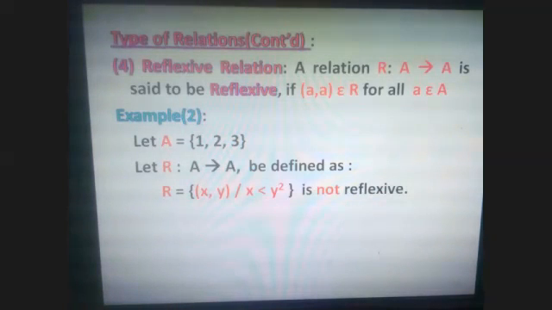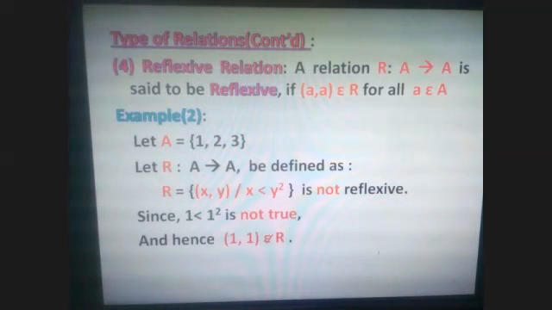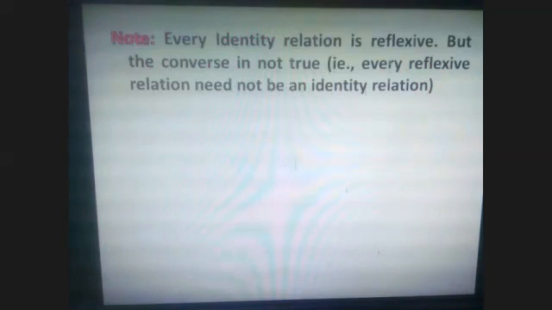Whereas, if we take on the same set A, R from A to A, R equal to the set of (x, y) such that x is less than y squared, it is not reflexive because (1,1) is not there. 1 less than 1 squared is not true. The others, (2,2) and (3,3), are there, but (1,1) is not there. x less than y squared with x = y = 1 is not true, and hence (1,1) is not a member of R. And hence it is not a reflexive relation.